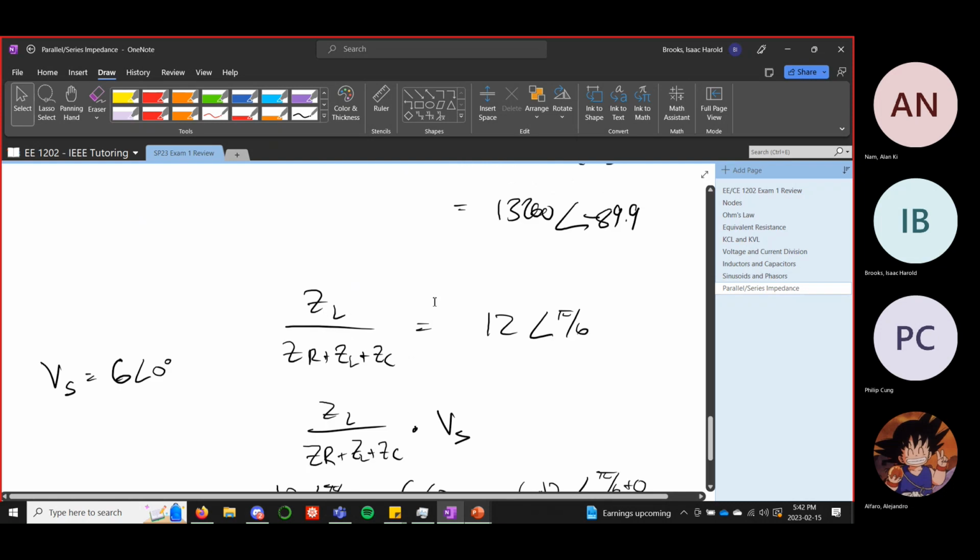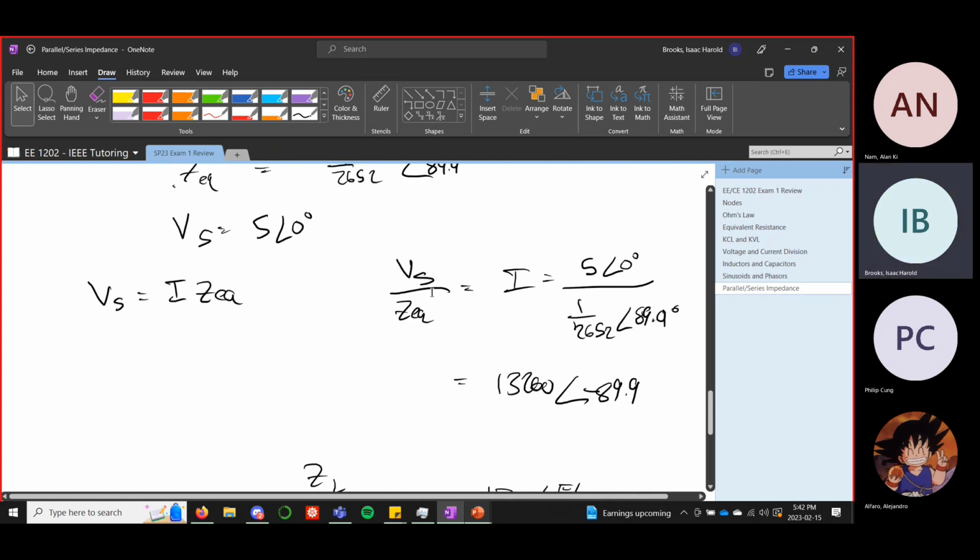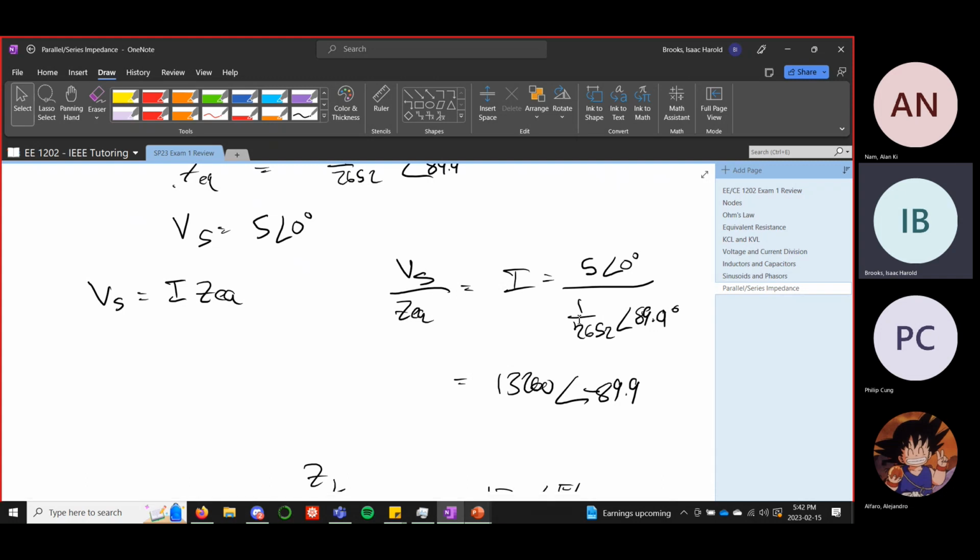Yes. The impedance we got, the final impedance, 1 upon 2652 at 89.9 degrees. Yeah. So once we convert this to the rectangular form, that's how we'll get R plus jX for the circuit. Yes, yes. Okay. Yeah, that's the equivalent impedance. I might have made a calculation mistake, but the process is all there. Just try and keep track of your numbers. And when you're doing division and multiplication, it's nice to be in polar form. When you're doing adding and subtracting, it's nice to be in rectangular form.